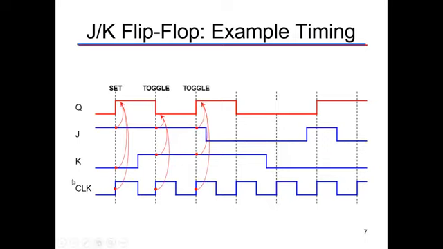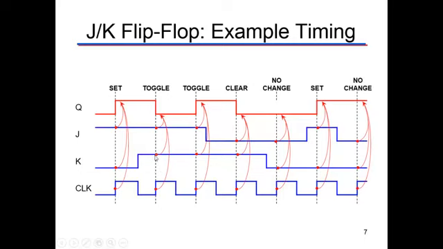So when we come here, we have K is 0, J is 1, the clock comes by, so it changes Q to 1. Here, J and K are both 1, so it flops the values. That's the toggle condition again. At the next rising edge of the clock, they're both still 1, so it will toggle the values again. So Q will go back to 1.